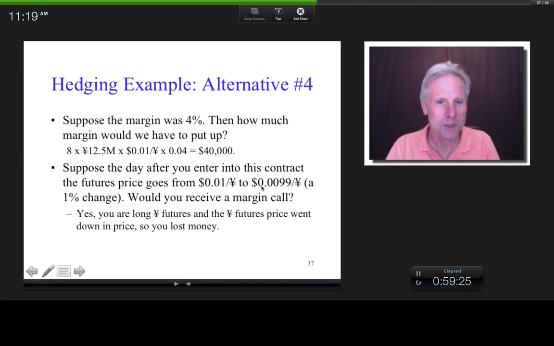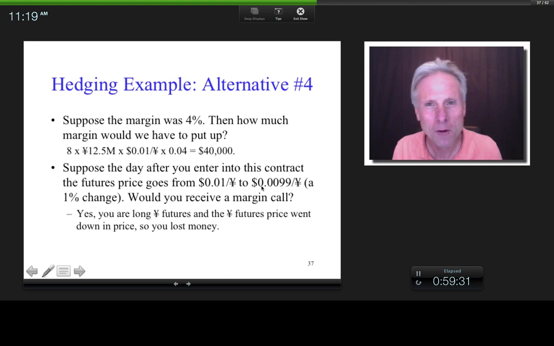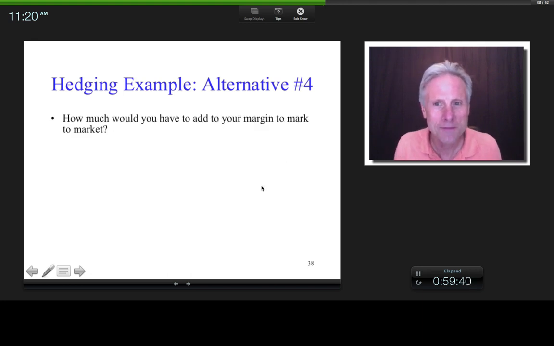Again, because you're long on the futures yen side, when you're long something, that something goes down in value, have you made or lost money? You've lost money, right? So you receive a margin call. So how much have you lost? How much would you have to add to your margin?